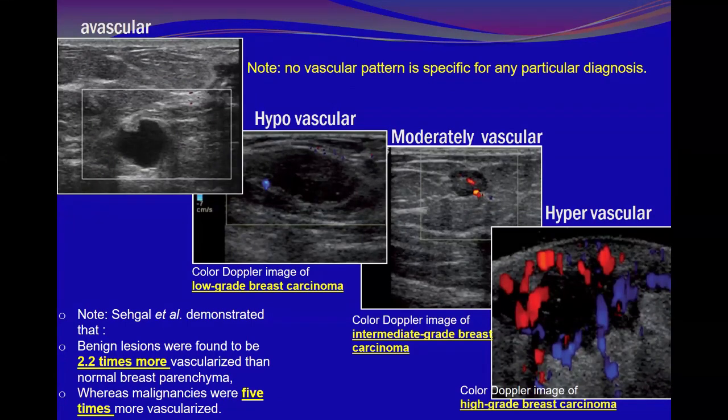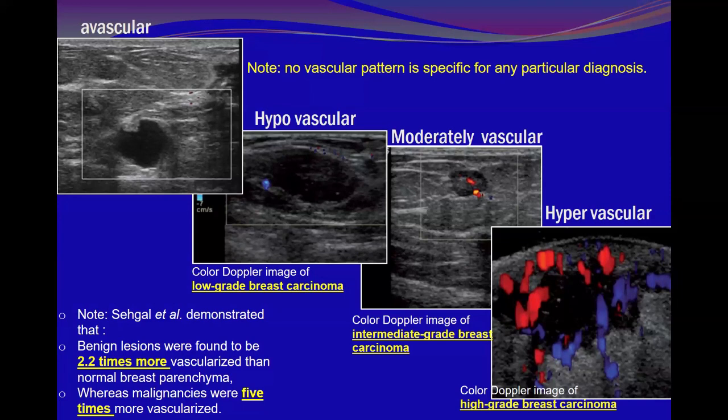Breast cancer can be avascular, can be hypovascular, and usually seen with low-grade cancer. But also can be moderately vascular, usually in moderate grade breast carcinoma, and hypervascular, usually seen with high-grade cancers.